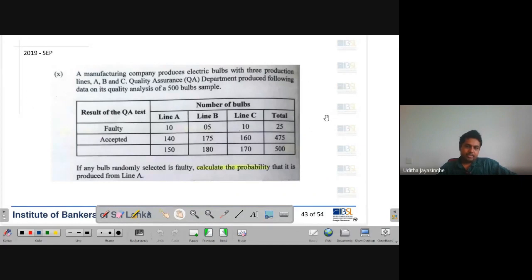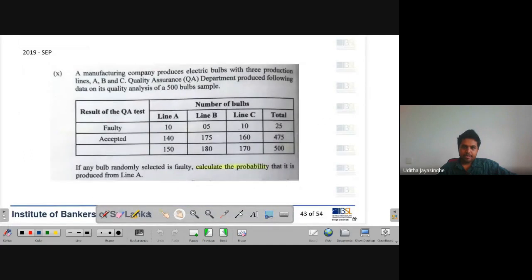19th September, this is a compulsory question, part number 10. A manufacturing company produces electric bulbs with 3 production lines: line A, line B, and line C. The quality assurance department produces the following data on its quality analysis for 500 sample bulbs. Look at this case. 150 is coming from A, 180 from B, 170 from C. There are faulty bulbs of 10, 5, and 10.